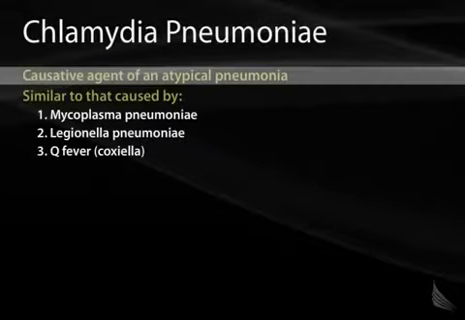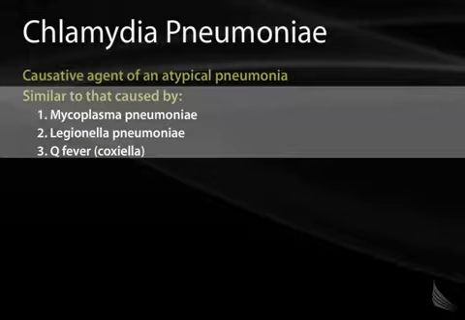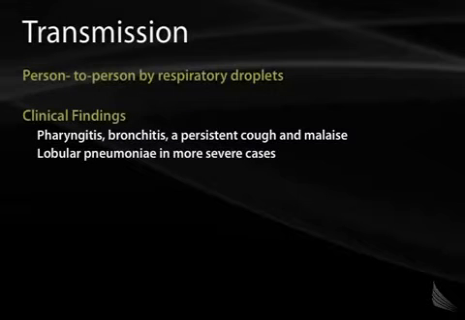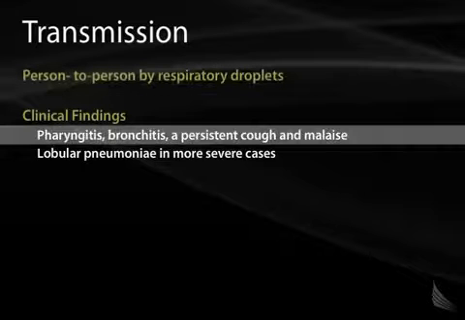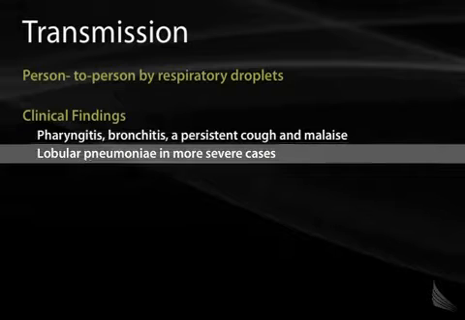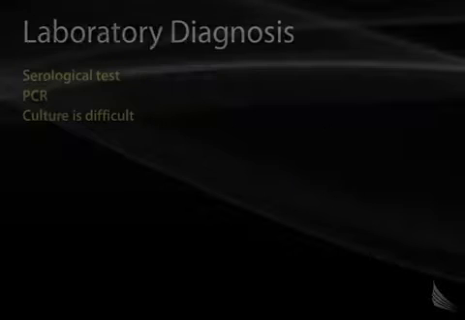Chlamydia pneumonia is the causative agent of atypical pneumonia. It's similar to that caused by Mycoplasma pneumonia, Legionella pneumophilia, and Q fever, which is Coxiella. Transmission of chlamydia pneumonia is person to person by respiratory droplets. Clinical findings include a pharyngitis, bronchitis, and a persistent cough and malaise. In severe cases, you can get a lobar pneumonia, but mostly you don't.